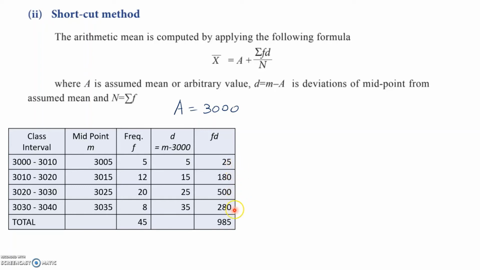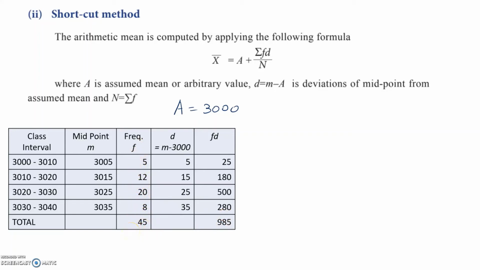Once you have calculated, let me just explain this. For 3020 to 3030, our midpoint would be 3025. Between 20 and 30 would be 25. This 3025 minus 3000 will give you 25. And the frequency against this interval is 20. So you multiply 20 by 25, you get 500. Similarly, you get 280 here. So all of this, if you add together, you will get a value of 985. And the total of all frequencies, sigma f, is 45.